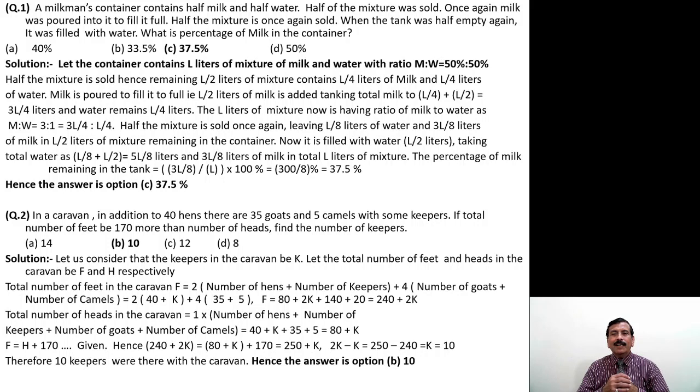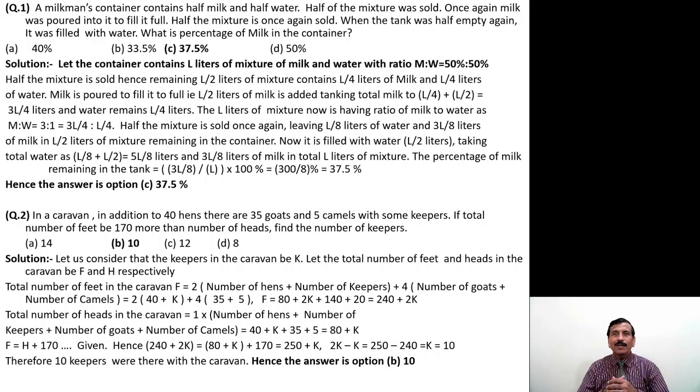A milkman's container contains half milk, half water. So the initial percentage is 50-50%. Half a liquid is sold and it is filled with milk. So now milk and water were 1/4. Now when half a milk is poured in, milk became 3/4, water became 1/4. Likewise we keep note of everything and incorporate the changes happening, and then as a result we get the proportion of the milk in the tank is 37.5%.